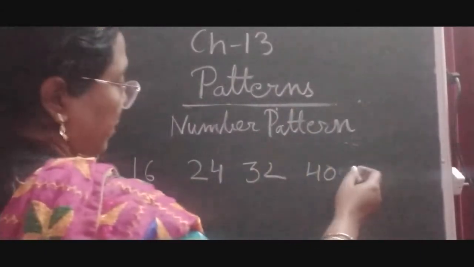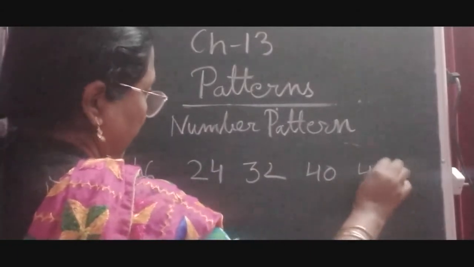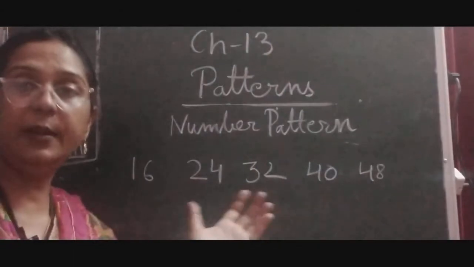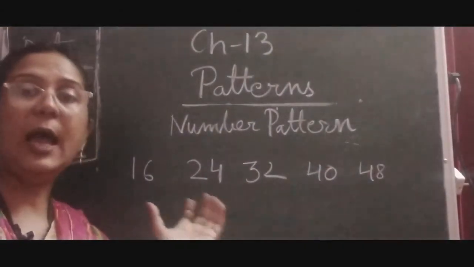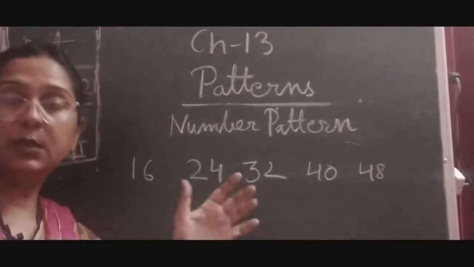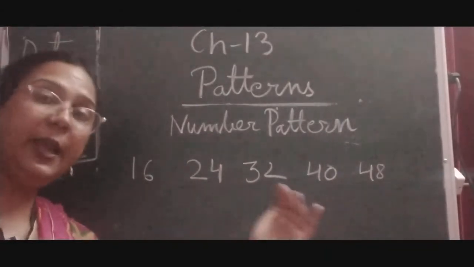And 32 and 8 you will get 40. And 40 plus 8, you will get 48. It means you have to create this pattern with the difference of 8. You are just going to add 8 to each number, whatever is coming next. So you just add 8.